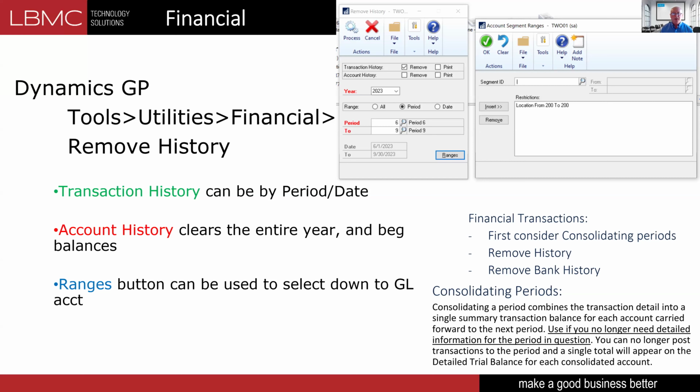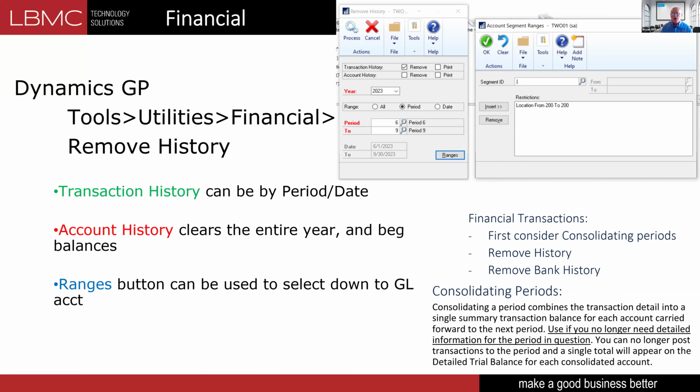I put the mapping in here on most all of these, but these are all utilities. Everything that we're talking about today, with one exception at the very end, is going to be under Tools, Utilities, and then the module. So here, Financial Tools, Utilities, Financial, and then the option is called Remove History. You'll see the screens here. You can remove the transactions and the accounts from years and periods and so forth. On this one, you can click on the button, and that's where you would put your ranges.